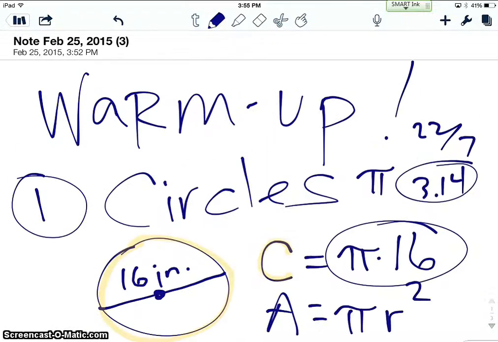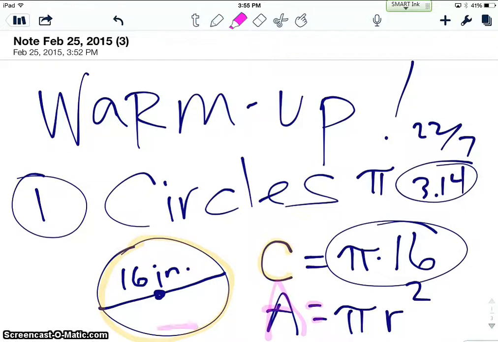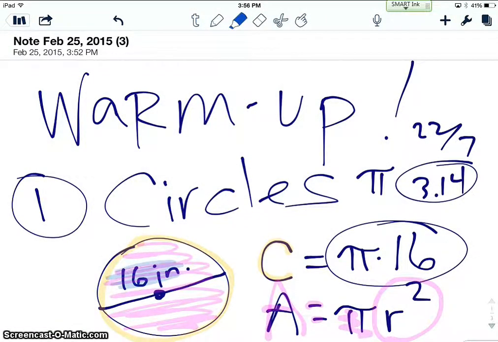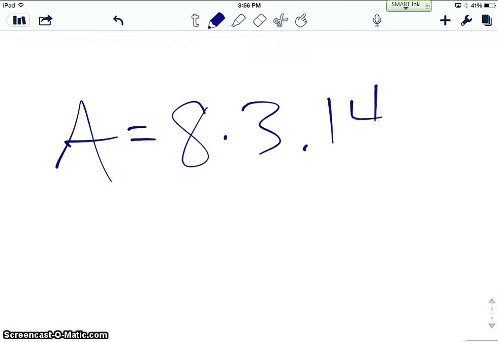All right, then we need the area. Now the area of a circle is all this space on the inside. And we still have pi being multiplied, but it's not going to multiply by 16 this time. We need r squared. And this 16 is not the radius. The radius is only half that, so the radius would be 8. So I'm going to take not 16 times pi, but 8 times pi. So my area, 8 times 3.14.